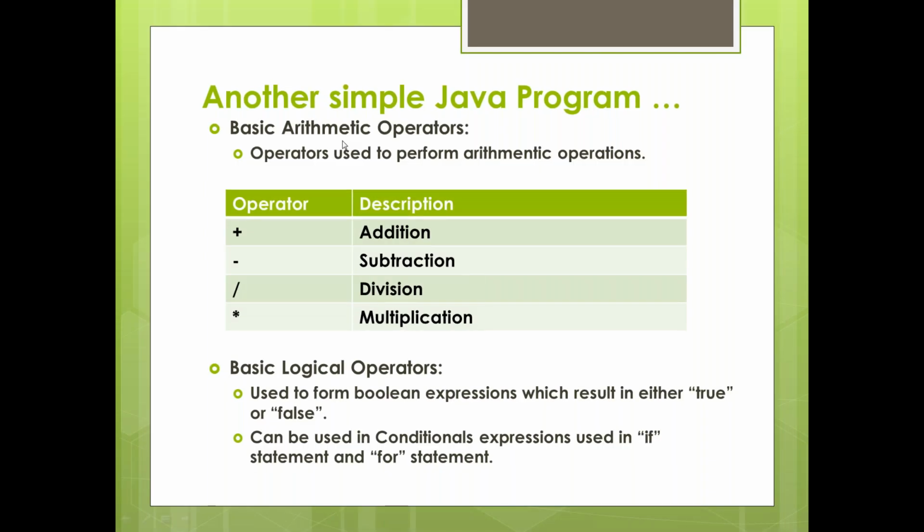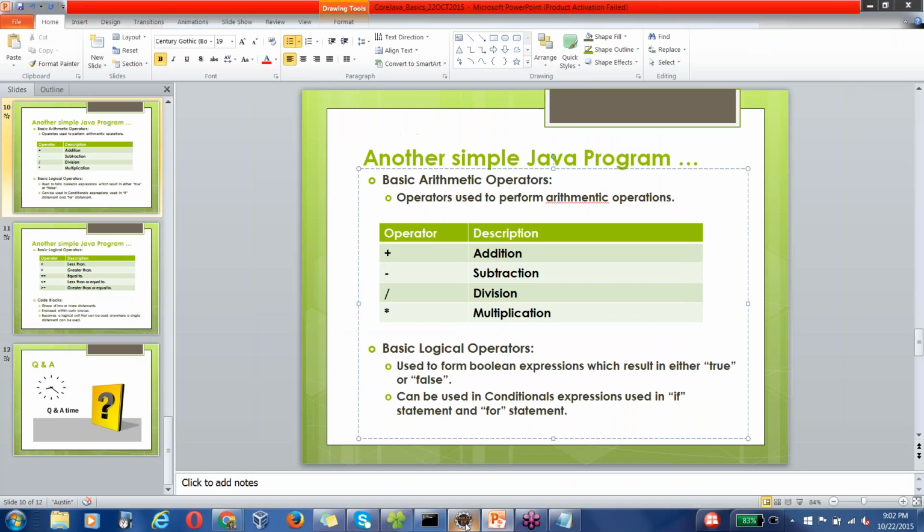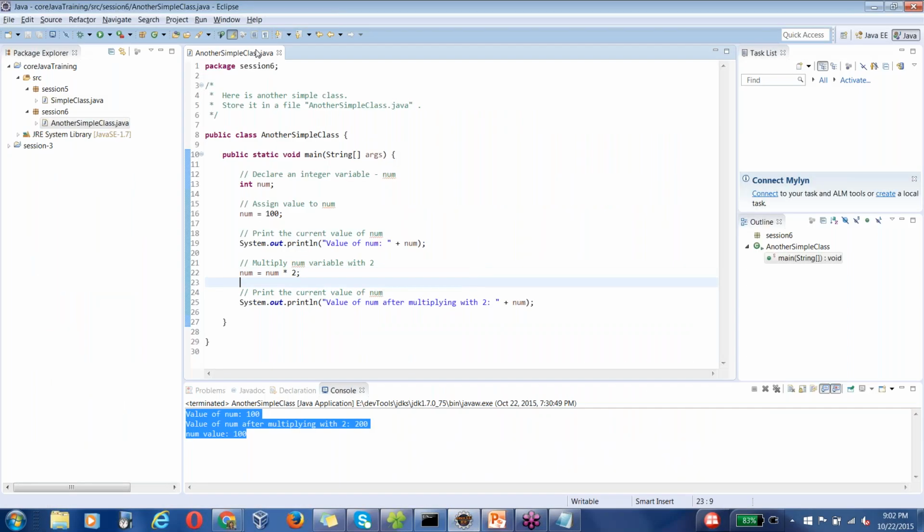The basic arithmetic operators are normal. We know arithmetic operations, we are familiar with them from our mathematics. So what are the basic arithmetic operators that we are familiar with? Addition, subtraction, division, and multiplication. We can use the same thing in our program as well.